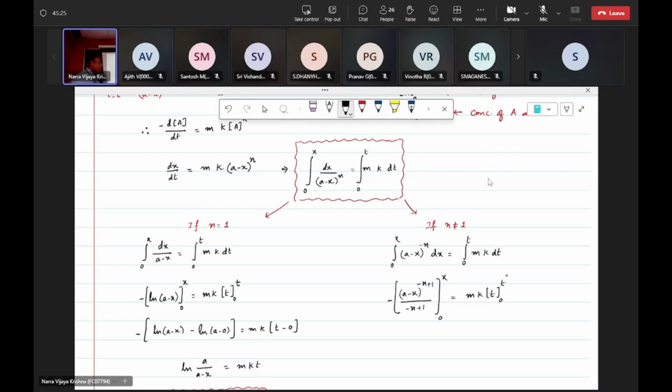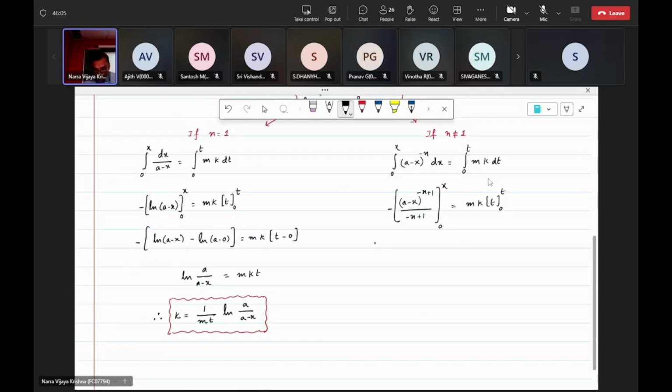Now, take minus 1 common in the denominator. What do you get? Minus n plus 1 becomes minus of n minus 1, so 1 minus n minus 1 is present in the denominator. Bring that a minus x power minus n plus 1 to the denominator. Then what do you get? A minus x power n minus 1. So both are in the denominator. So I am writing it as 1 upon n minus 1, because I have removed the negative term: 1 upon a minus x power n minus 1, between the limits 0 to x, is equal to m k t between the limits 0 to t.